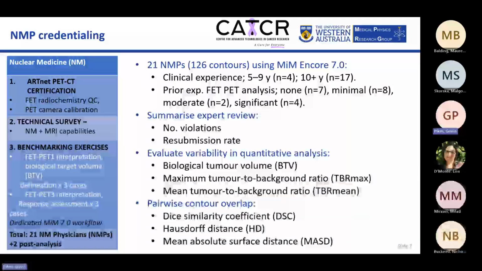So I was tasked with summarizing the central expert reviews of these contours, such as the number of violations and the resubmission rate, evaluating the variability in typical quantitative parameters, such as the tumor volume itself, as well as the mean tumor to background ratio and maximum tumor to background ratio. And then I wanted to dive a little bit deeper and do a very intricate pairwise contour overlap analysis and evaluate overlap between observers with a suite of metrics.